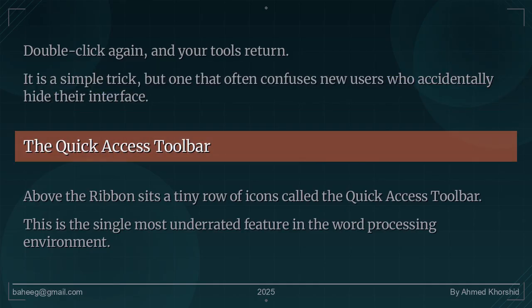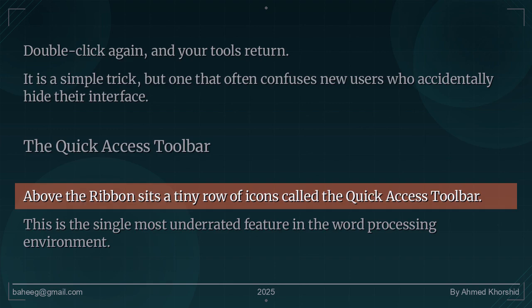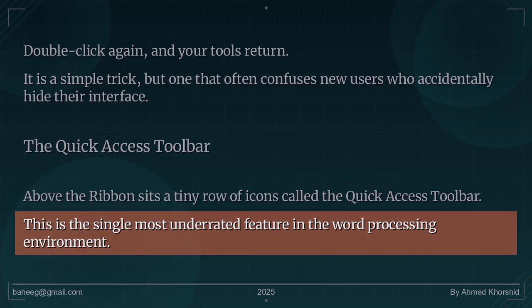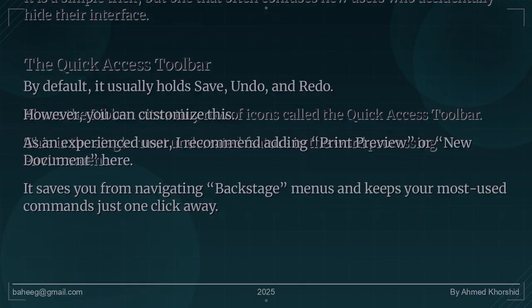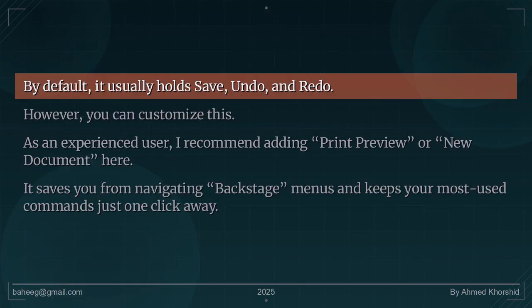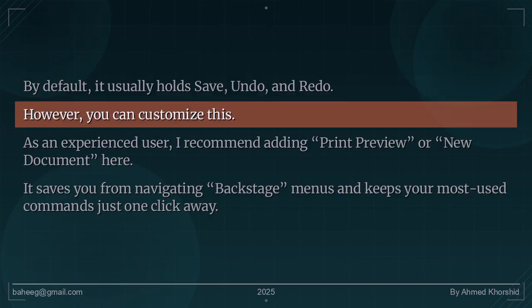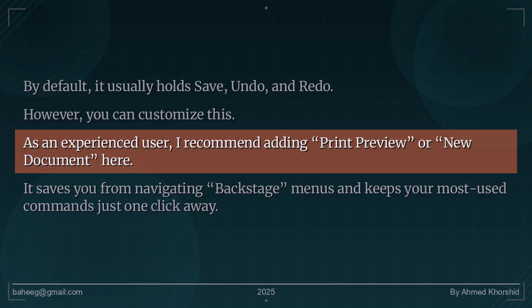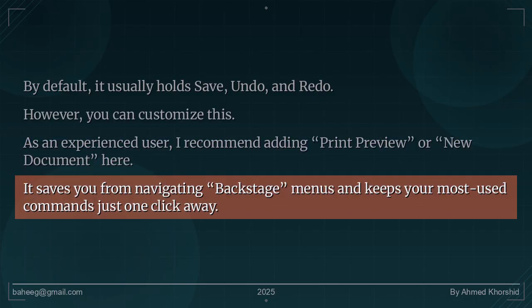The Quick Access Toolbar. Above the ribbon sits a tiny row of icons called the Quick Access Toolbar. This is the single most underrated feature in the word processing environment. By default, it usually holds Save, Undo, and Redo. However, you can customize this. As an experienced user, I recommend adding Print Preview or New Document here. It saves you from navigating backstage menus and keeps your most used commands just one click away.